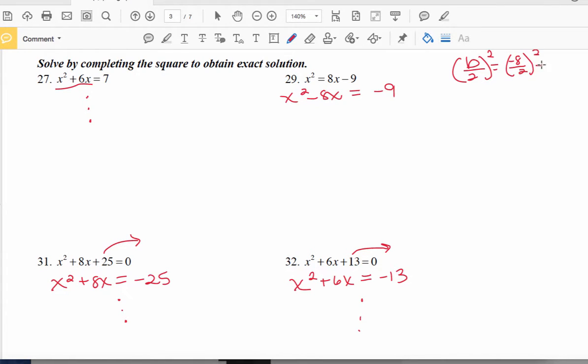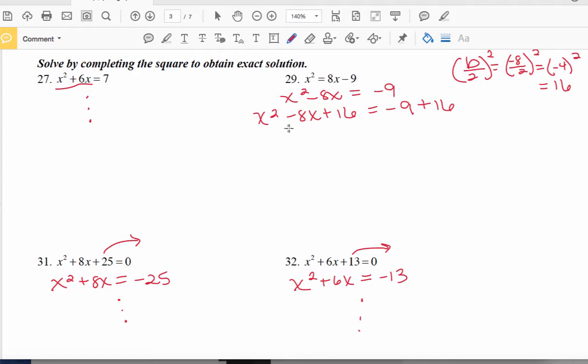And I'm going to take negative 8 divided by 2 to get negative 4, and then I'm going to square that and I get 16. And that will be added to both sides of my equation. If you add the same number to both sides of your equation, you're still going to have your equation balanced. What you do to one side, you do to the other, and everything stays balanced.